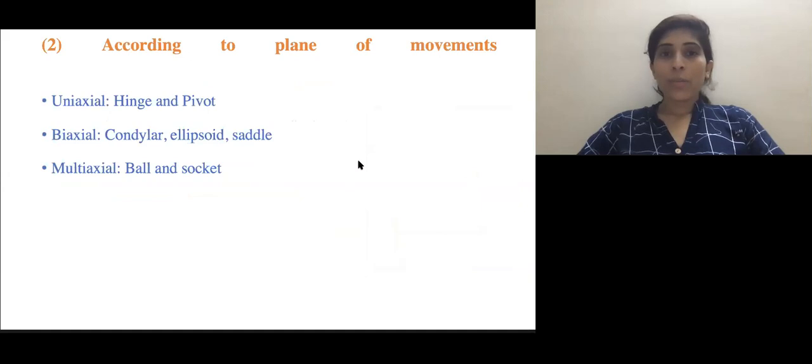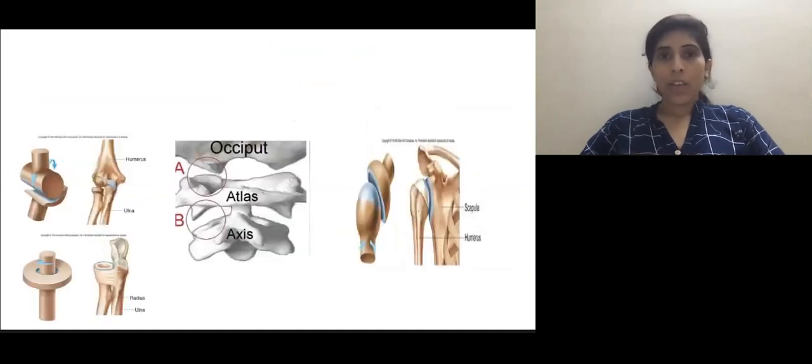According to the plane of movement, it is uniaxial when only one plane of movement is possible: hinge and pivot type of joint. Biaxial: condylar, ellipsoid and saddle type of joint. Whereas multiaxial, that is ball and socket type of joint, where movements are possible in three planes. So here the examples of different joints are given.